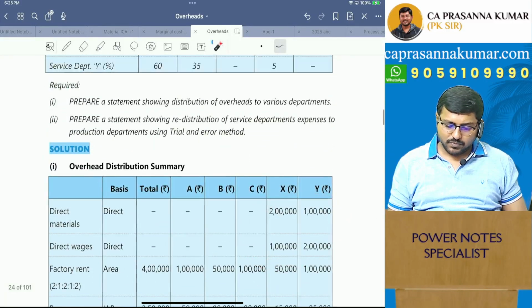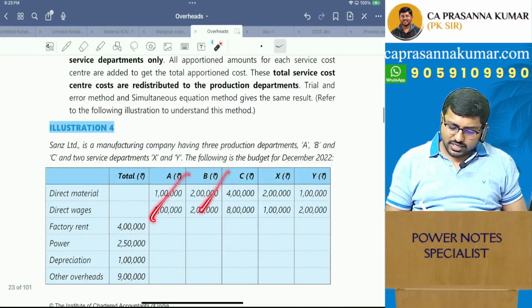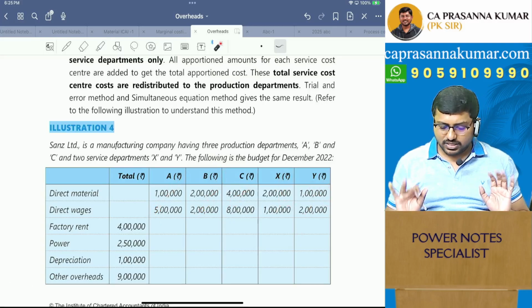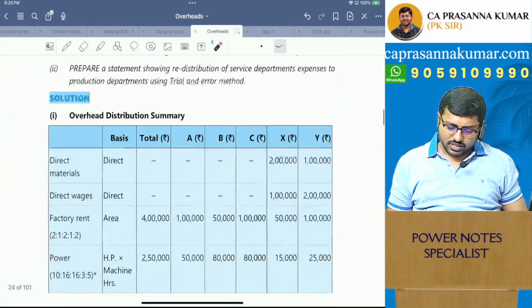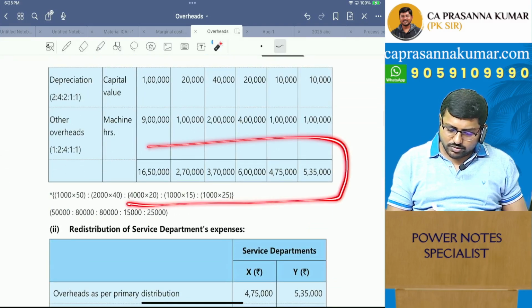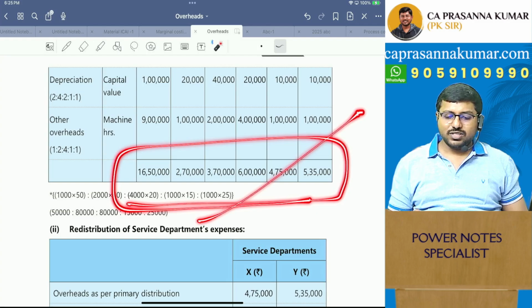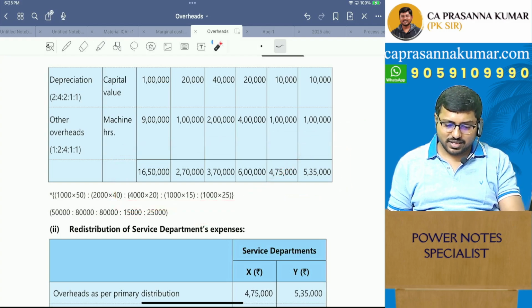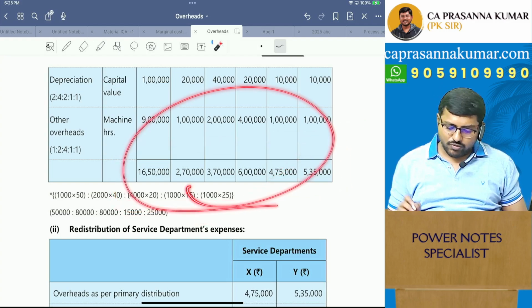Clear? Because units are manufactured here, not here. Got the point? That is the logic. I hope this is clear. Once you do this, primary distribution is now finished. It is not directly given in the question; now you have done it separately. After this, you will go for secondary distribution.